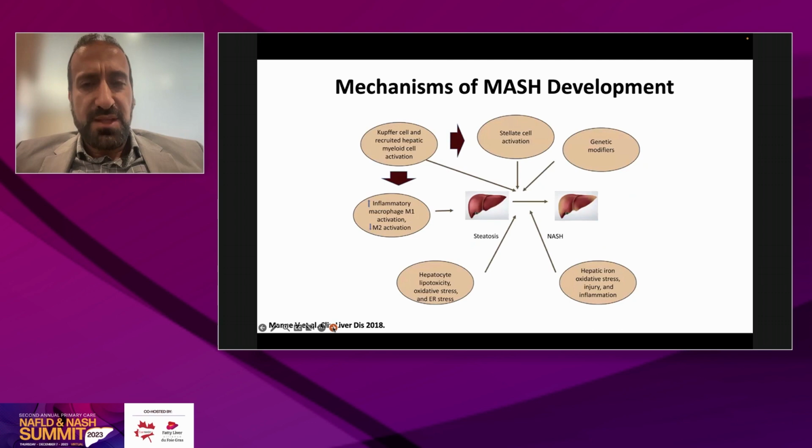In terms of the development of steatohepatitis and NASH, there is increased activation of Kupffer cells and recruitment of other inflammatory cells into the liver. There is also the conversion of macrophages into a pro-inflammatory phenotype. There are effects on the hepatocyte, lipotoxicity, increased oxidative stress, and the end result is the activation of the hepatic stellate cells and the production of collagen and liver fibrosis. And this is also modified by certain genetic polymorphisms.